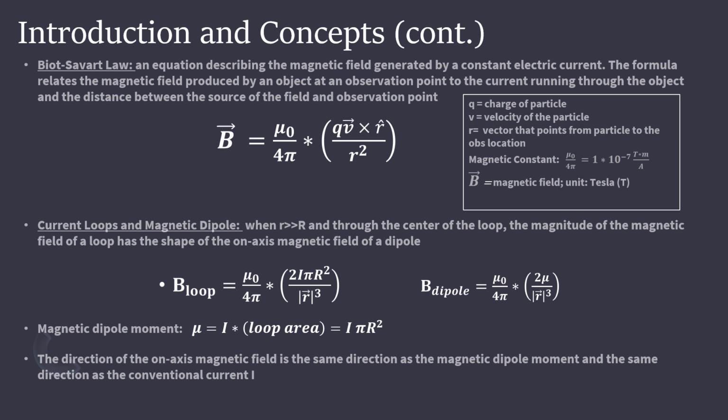When r, the position vector, is greater than the radius of the loop, the magnitude of the magnetic field of a loop has the shape of the on-axis magnetic field of the dipole, as shown between these two equations, which are almost practically similar. The magnetic dipole moment is represented by I, the current, times πr squared, and the direction of the on-axis magnetic field is the same direction as the magnetic dipole moment and the same direction as the conventional current I.